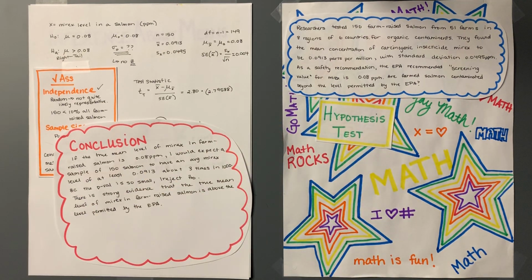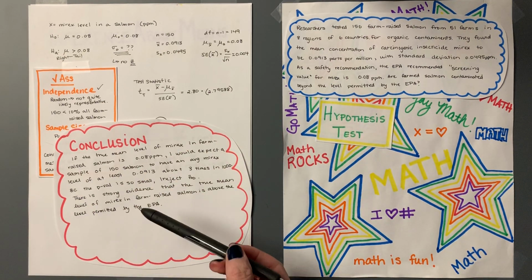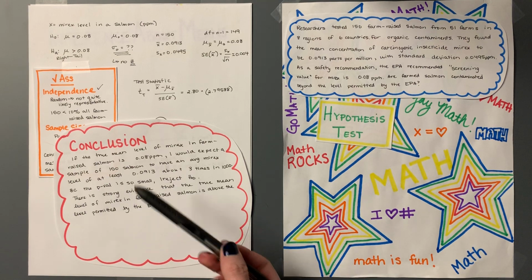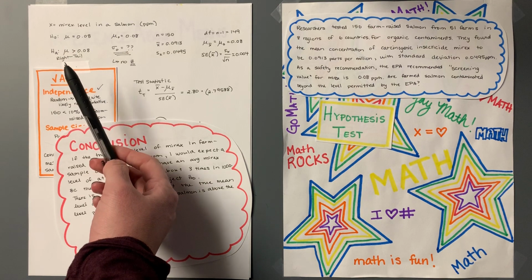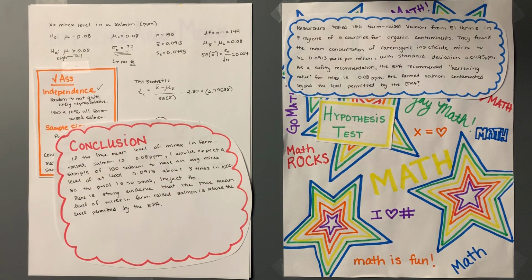So this is now my conclusion to the hypothesis test. In the next video, we're going to take this one step further and make an estimate of, now that I believe it's bigger than 0.08, how much bigger than 0.08 it is.